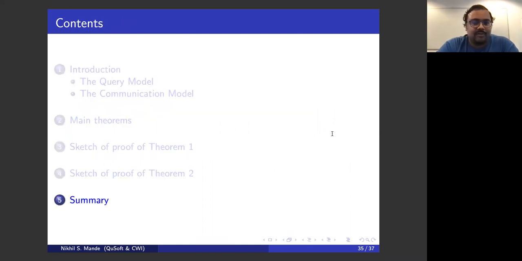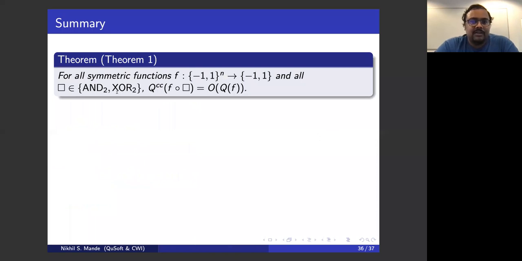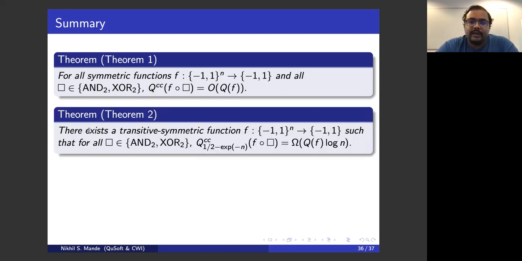So here's a summary of what I spoke about. Theorem 1 said that when your outer function f is symmetric, the quantum communication complexity of f composed with square is order Q of f. So this log n overhead is completely avoidable in that case. Theorem 2 said there exists a transitive symmetric function for which this log n overhead is necessary, even when the communication model is the unbounded error model.